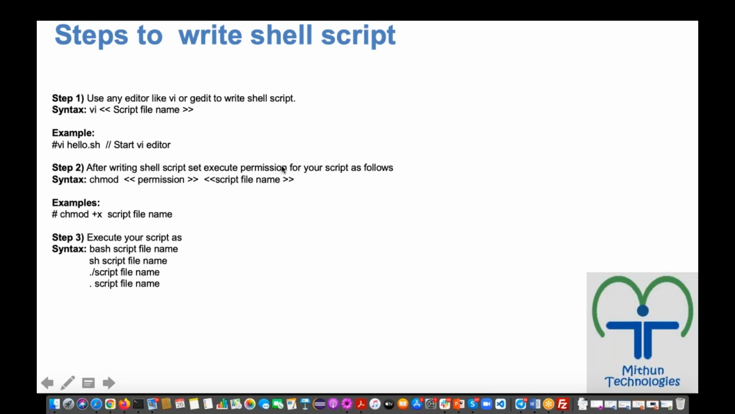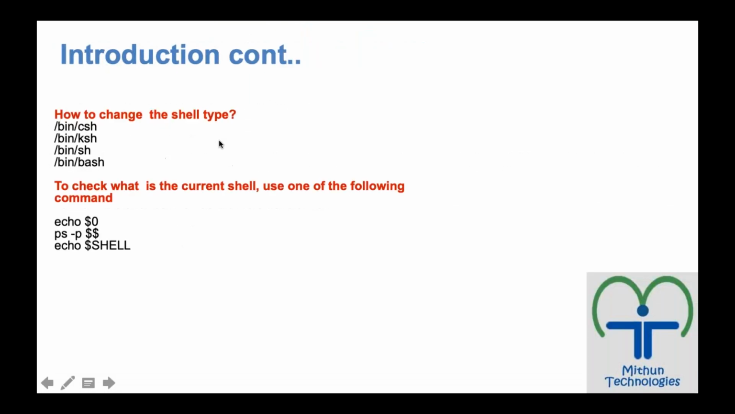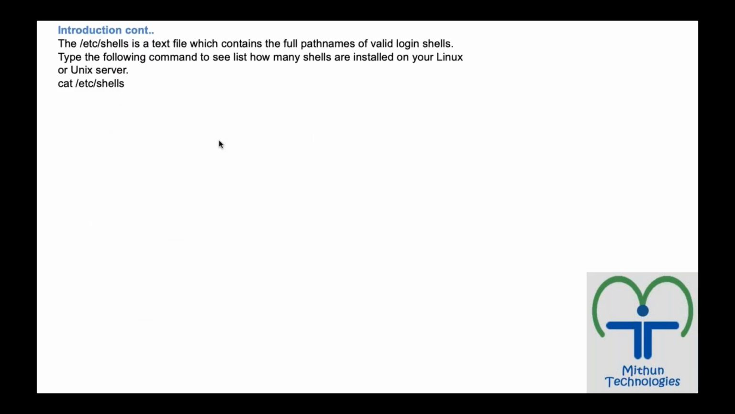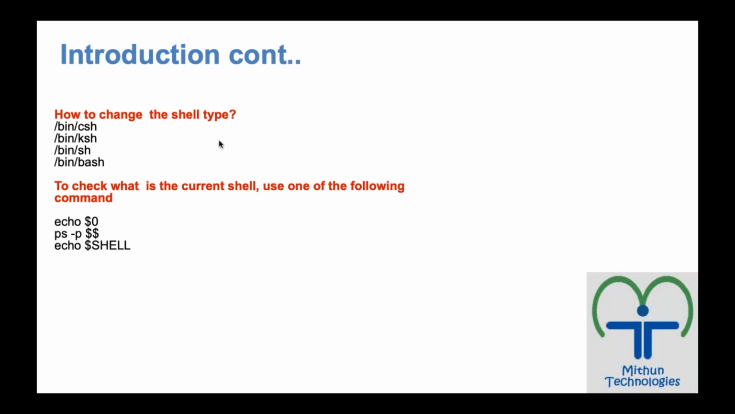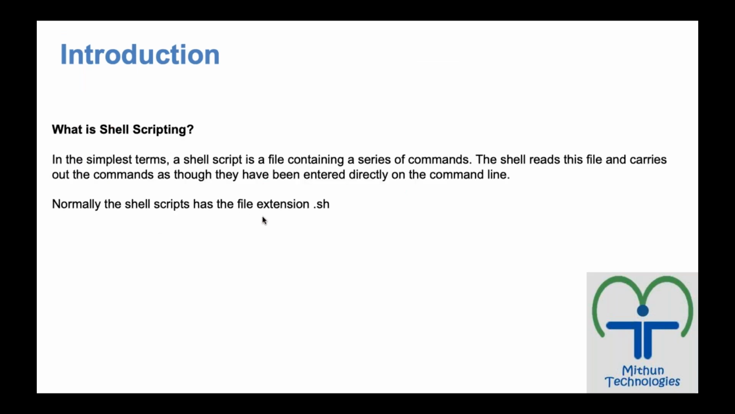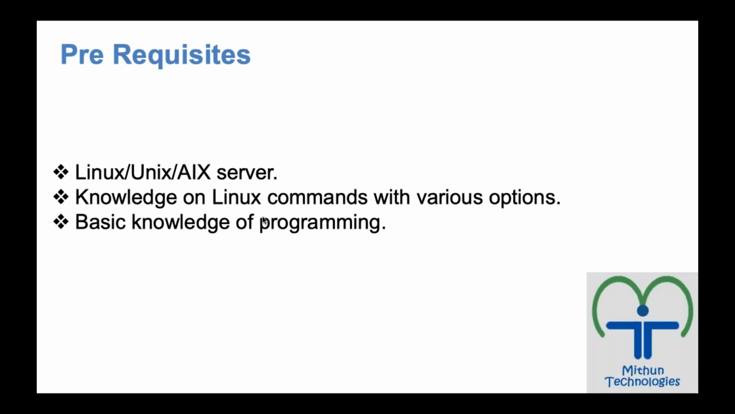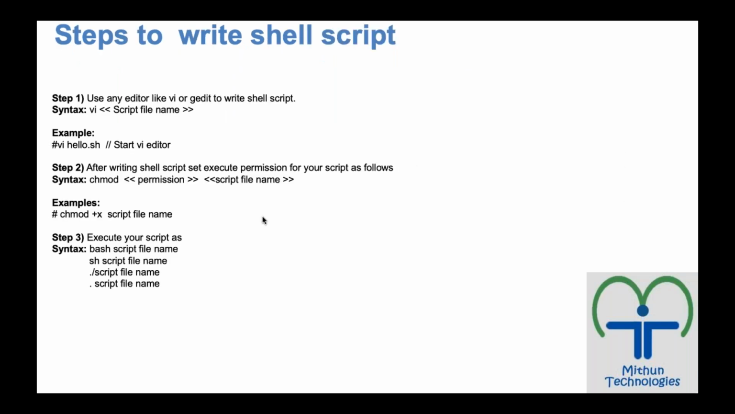Okay, so in the last session, we discussed what the shell is, what the default shell type is, and what the different shell types are. How to know how many shell types are supported by your operating system, how to switch from one shell to another, and how to check which shell you are currently using. Then we discussed what shell scripting is, why we need to learn it, and what the prerequisites are. And we have written one first example, right?